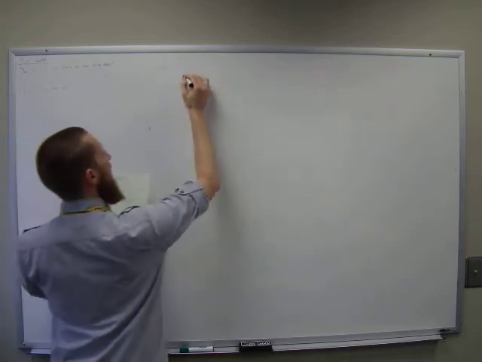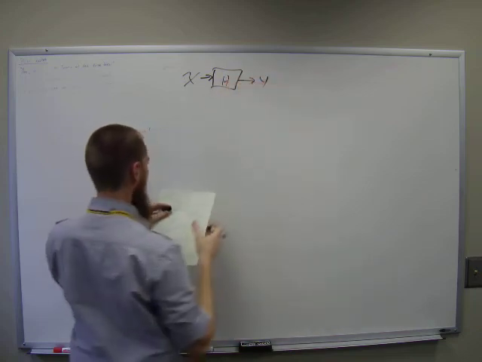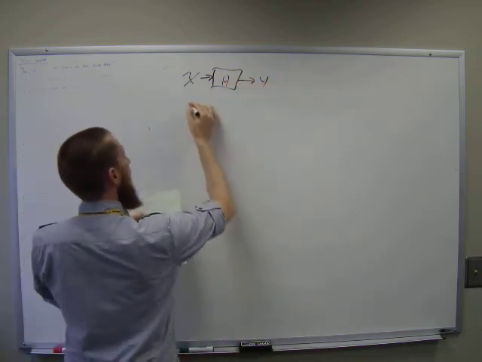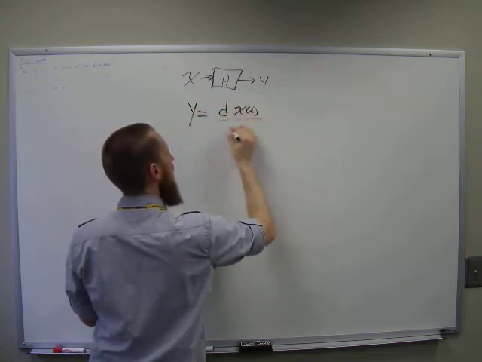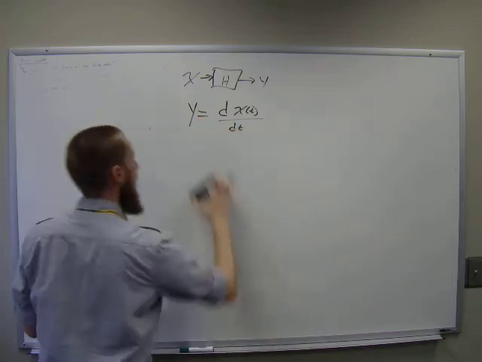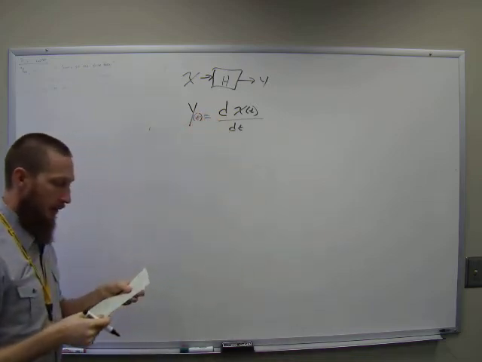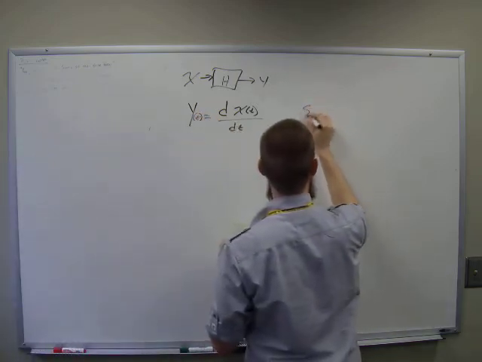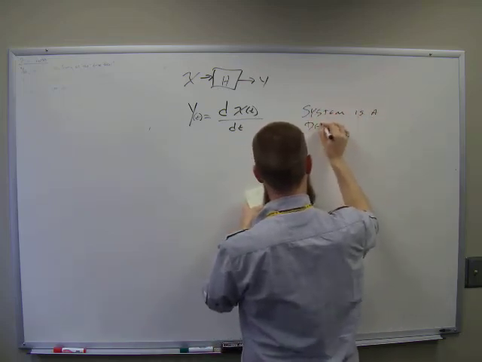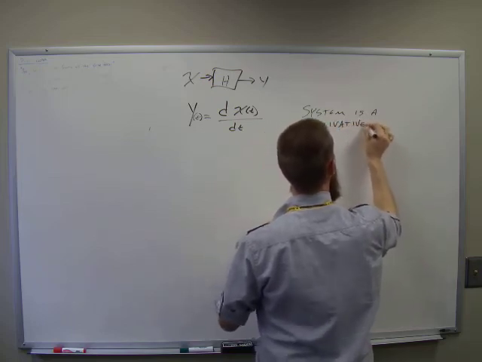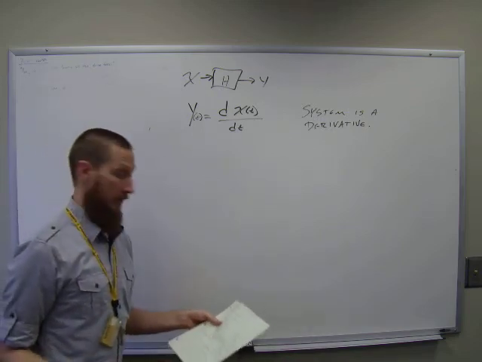Okay, so again, we have a system. X is going into, and again I went back to H, we're going to output Y. Now Y is going to be equal to the derivative of x of t dt. And I'm going to put y of t. Alright, this system is a derivative. So this system applies a derivative to the input. Is this linear?